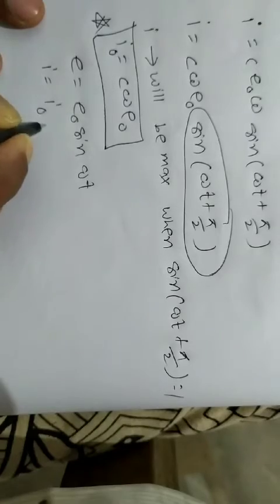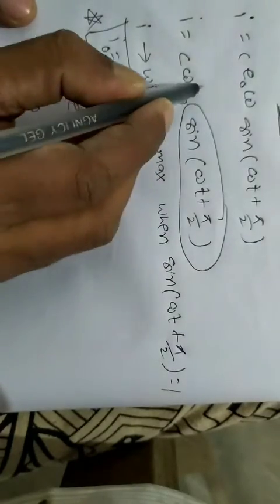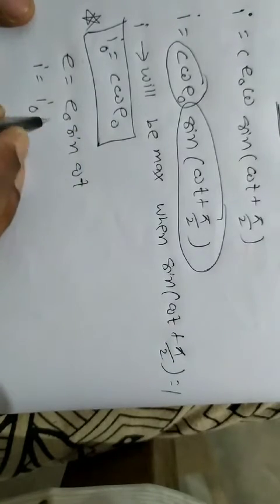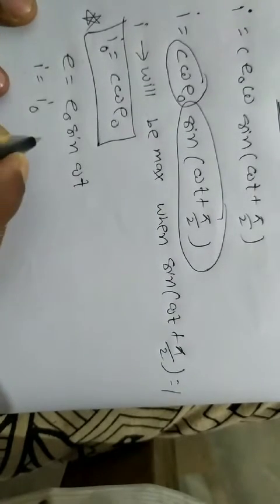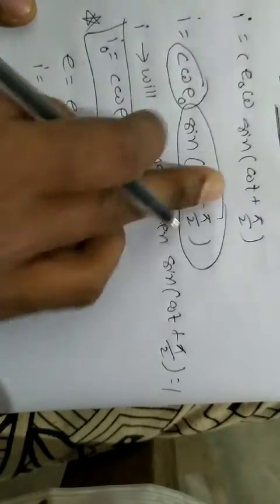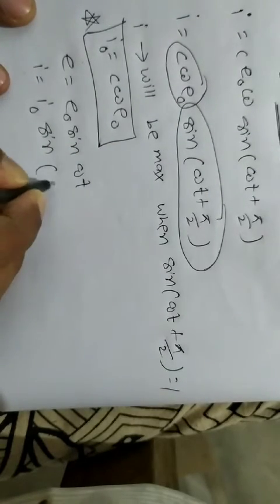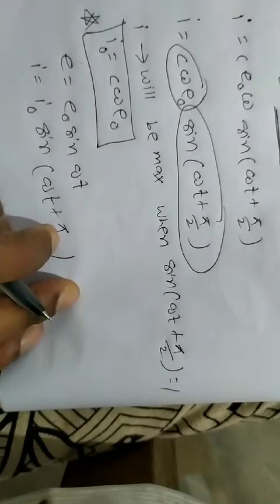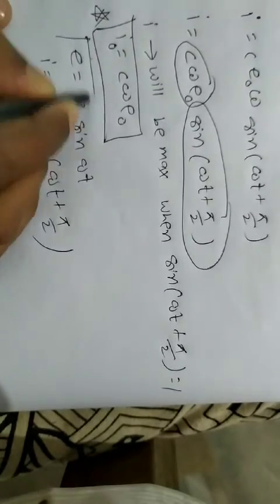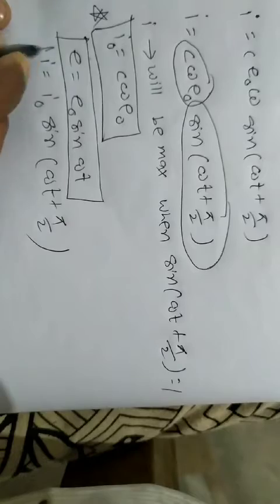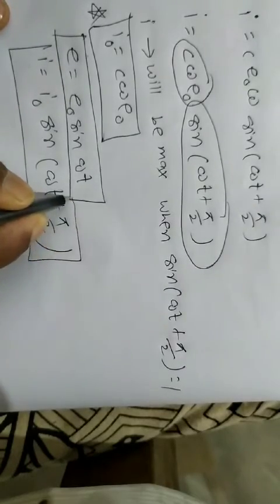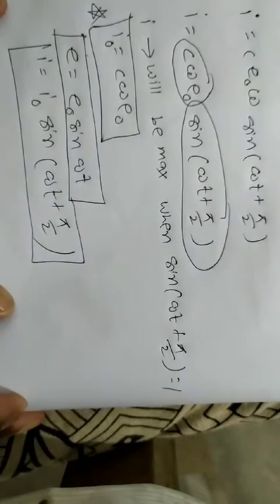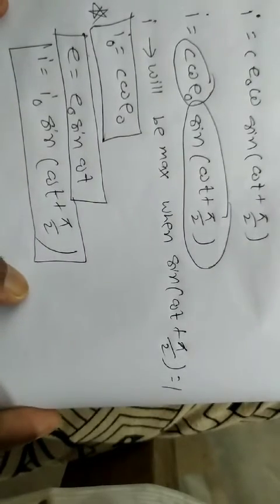I equation is I naught. On this place, can we write I naught? Because C omega E naught is what? I naught. So on this place, I will write I naught. So I is equal to I naught, and rest of the thing I will write here: sine omega t plus pi by 2. So this is the equation of EMF, and this is the equation of current. EMF equation will be E is equal to E naught sin omega t, and current equation will be I is equal to I naught sin omega t plus pi by 2.